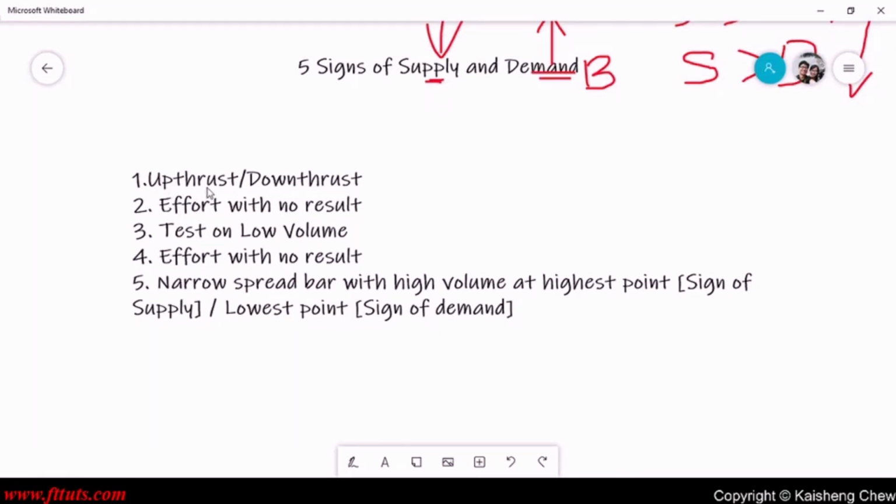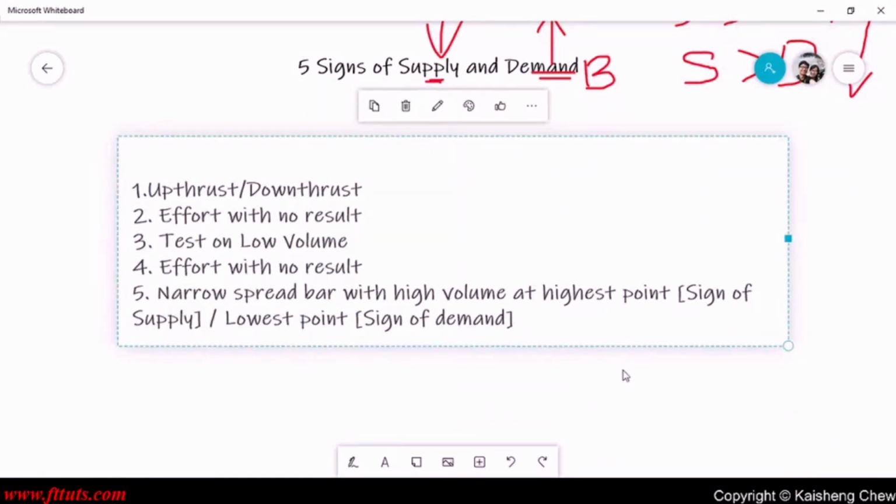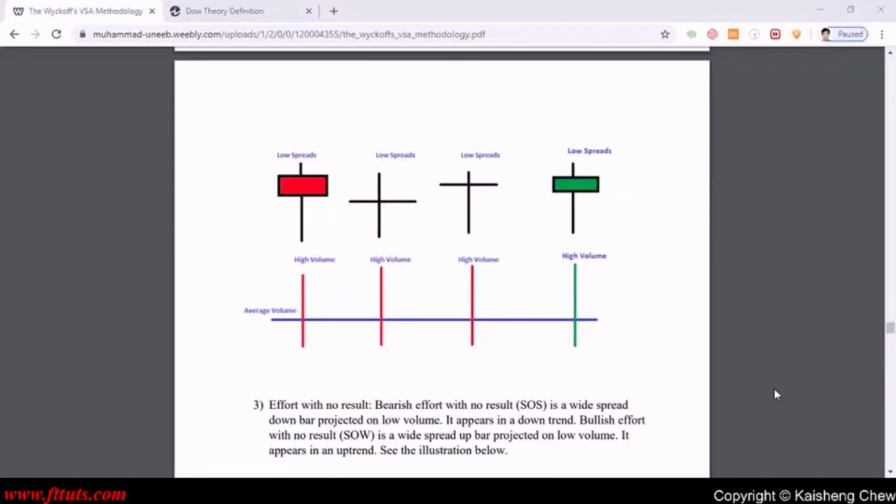This is upthrust, downthrust. Later I will explain what upthrust and downthrust are, effort with no result, test on low volume, effort with no result, narrow spread bar with high volume at the highest point. This shows the sign of supply and the sign of demand. That's where we can trade the reversal, everything. So let's proceed to the next.